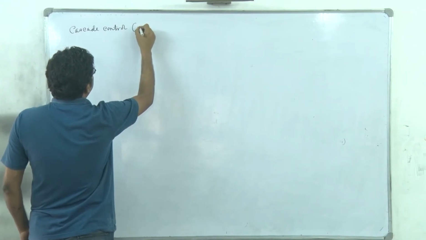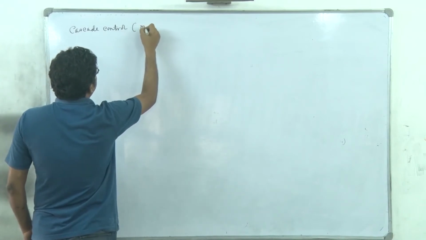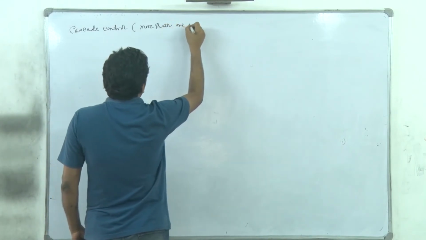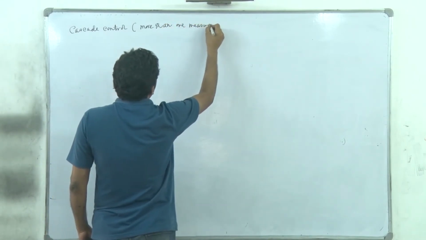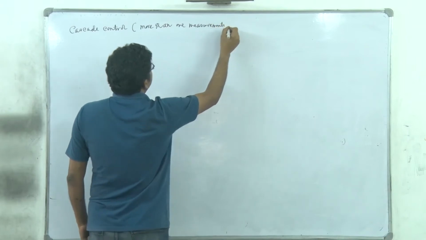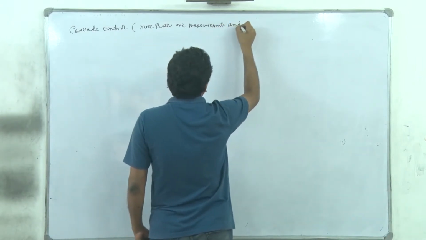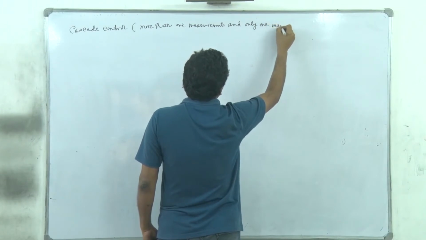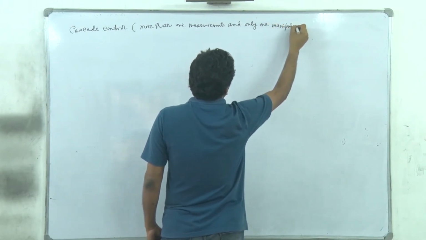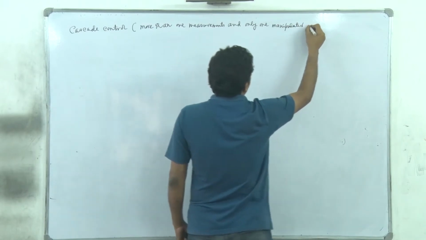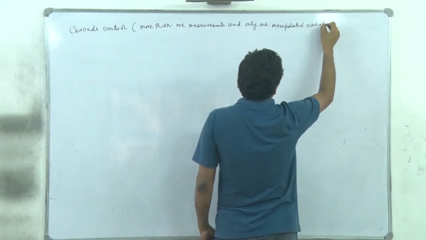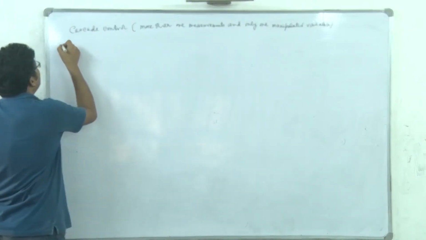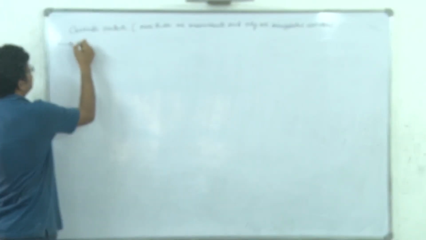So as I mentioned, more than 1 measurement and only 1 manipulated variable. So where do we need this?